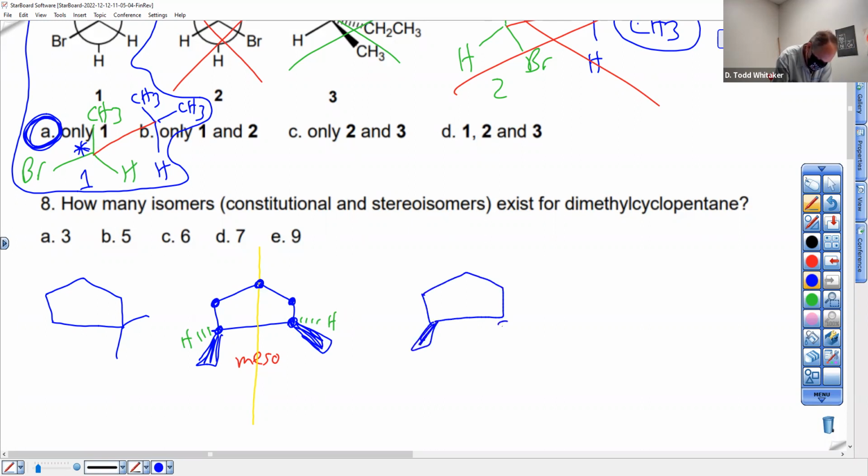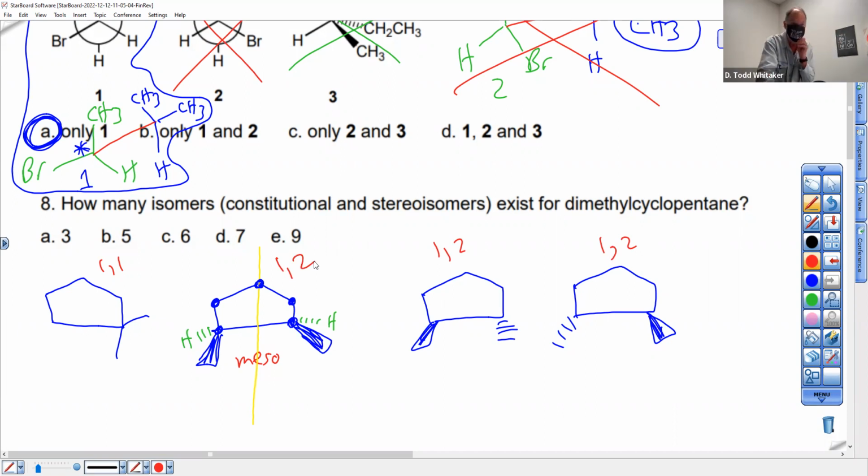And here is the enantiomer, right? Now, what about 1, 3? So these are the two 1, 2s. This is 1, 1. This is 1, 2. This is 1, 2. Okay. And then there is 1, 2 meso. It's a molecule, but don't draw 2 of them there.